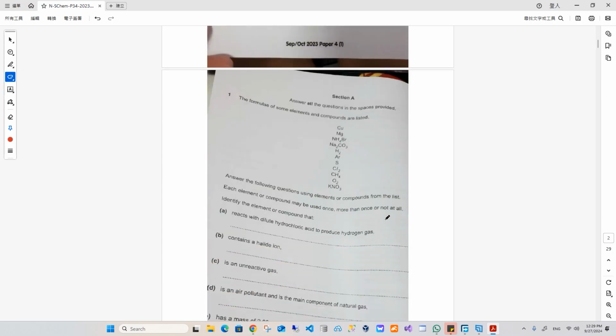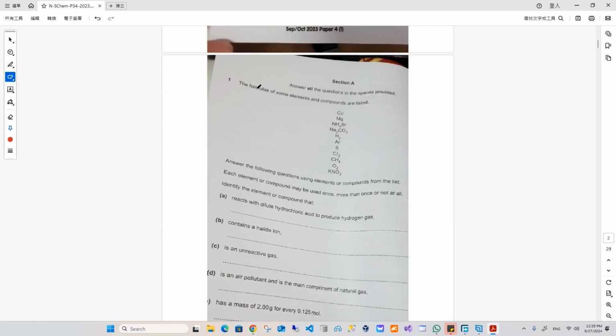Okay, so it's very simple. The formulas of some elements and compounds are listed here. Answer the following questions using the elements or compounds from the list. The idea is: what is an element, what is a compound. A particle with only one element symbol is an element. Element symbols only have the capital letter. The next letter, which is a small letter, belongs to the same element. So Na together is actually one element.